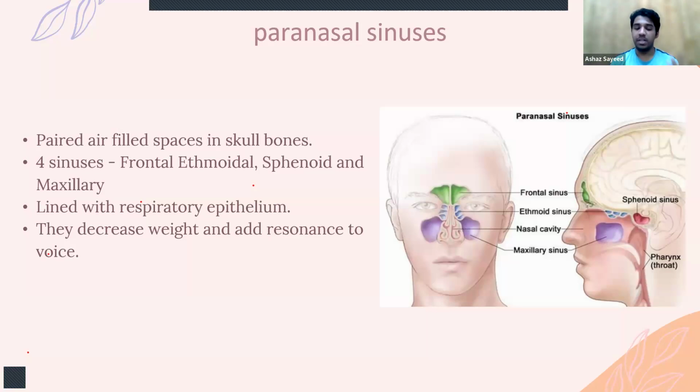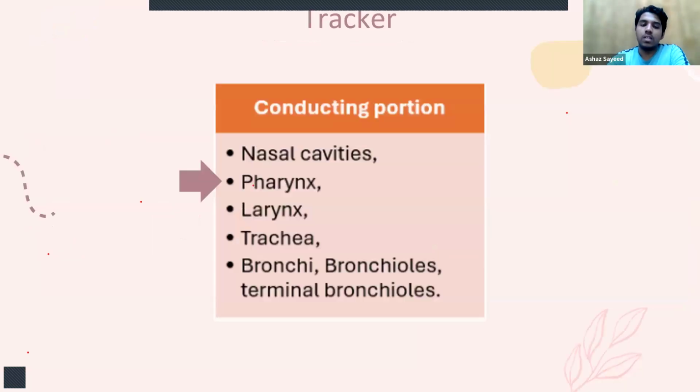They are lined with respiratory epithelium, which is also known as pseudostratified columnar epithelium. Wherever you see respiratory epithelium, it's the same as pseudostratified columnar epithelium, and the function is to decrease weight and add resonance to the voice. So now we are done with the nasal cavities. That was a big one.